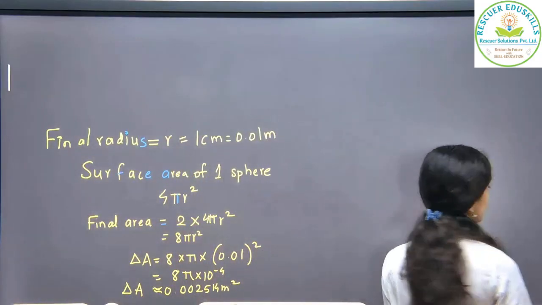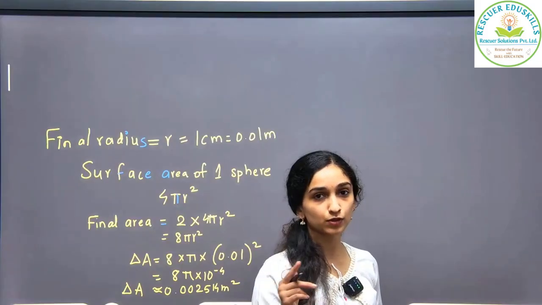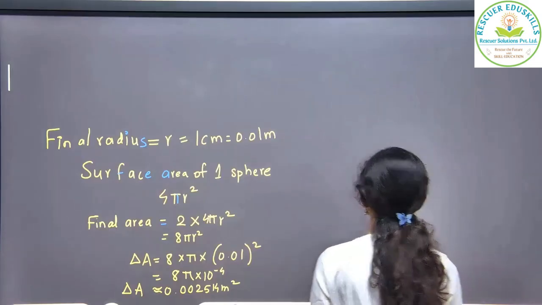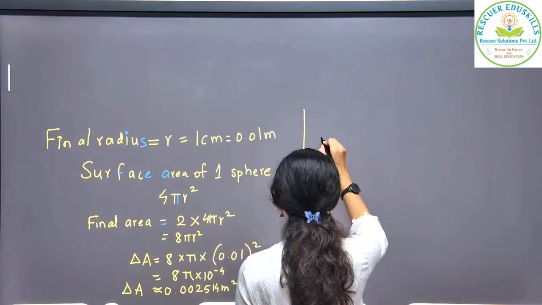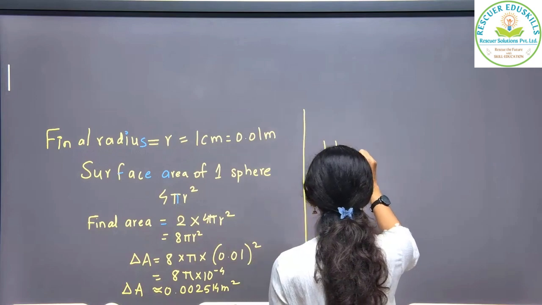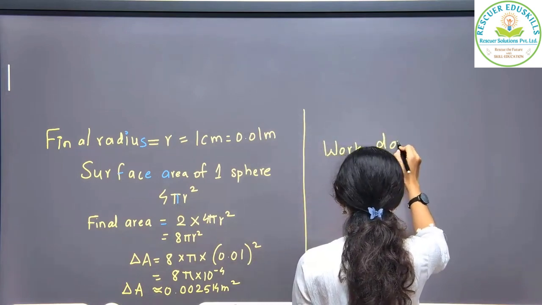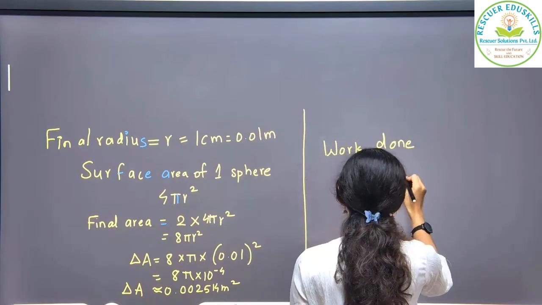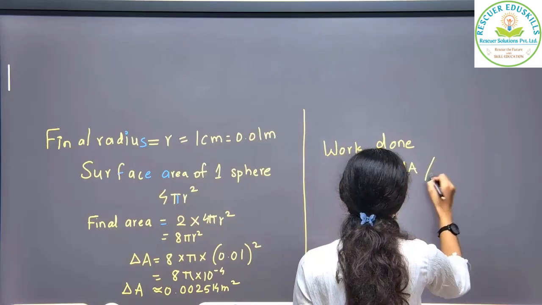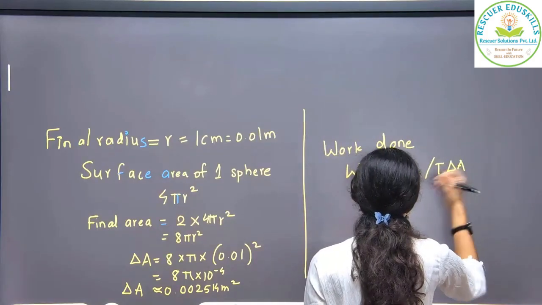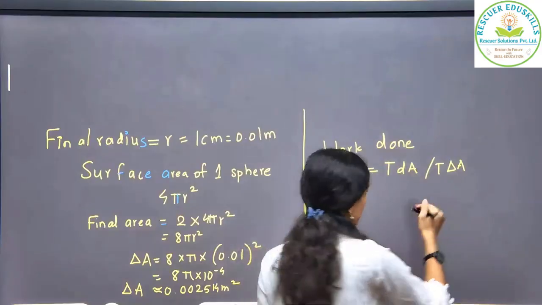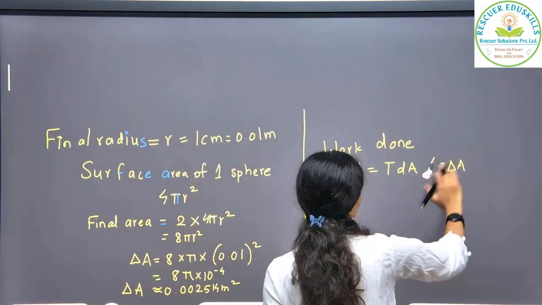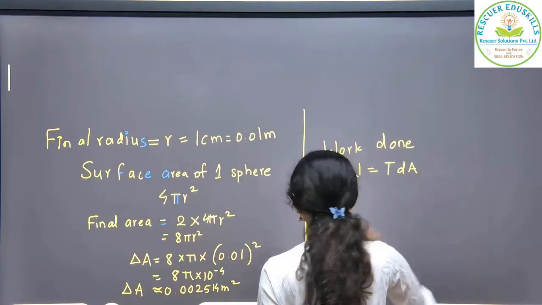Understood? Now what we have to do? We have to calculate the work done, right? So now work done. W is equal to T dA or T delta A. Okay. You can write any one of this. So let's say we are writing TDA.